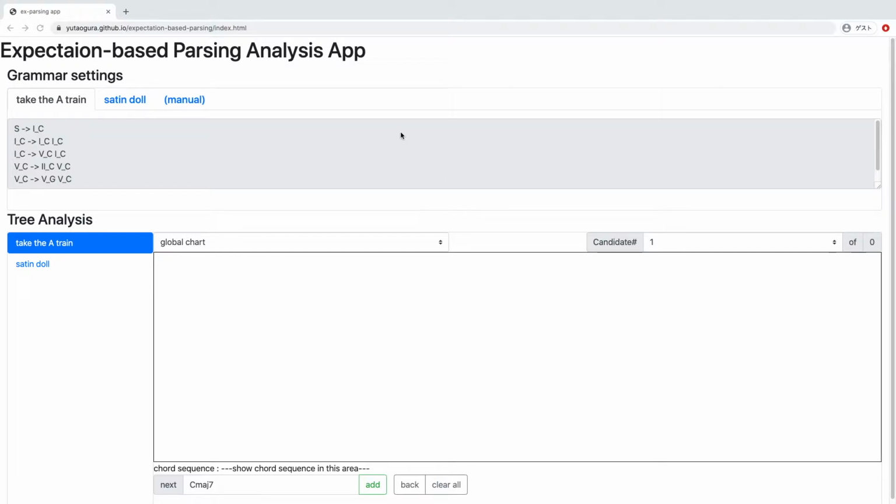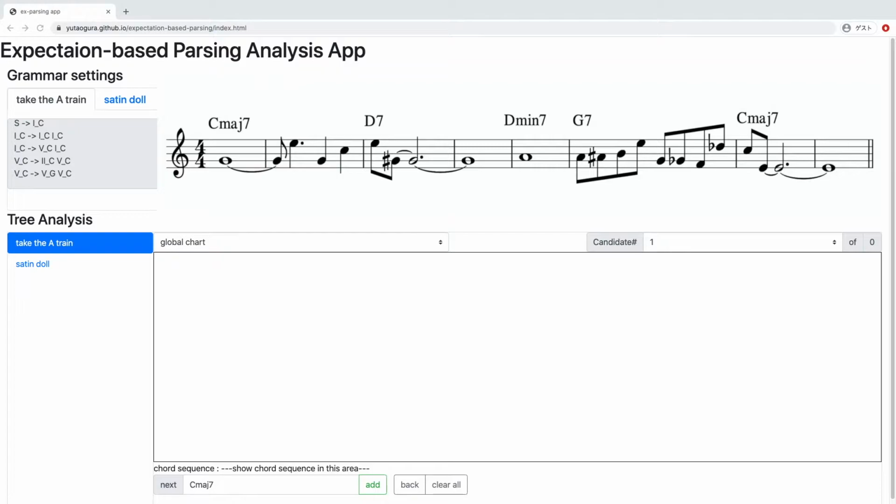The chord progression of a part of Take the A Train is C major 7, D7, D minor 7, G7, C major 7. This time, we set such a rule as grammar. Lexicon is omitted. Press the Add button and enter the first chord, C major 7. The tree structure recorded in the global chart at this time is as shown in the figure.